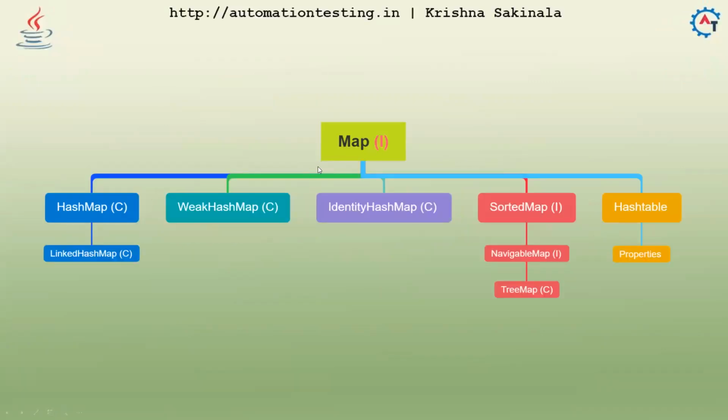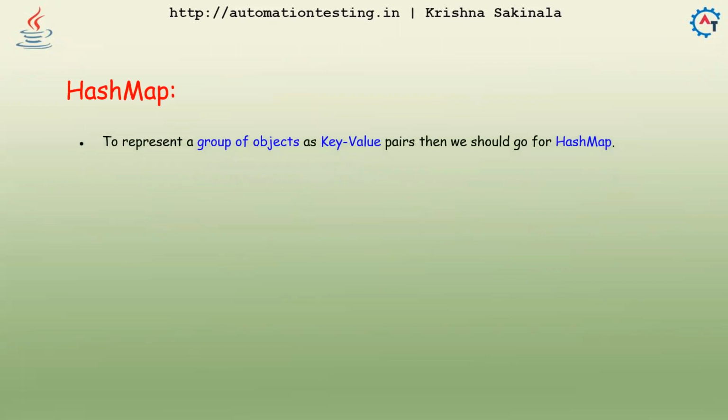So hash map comes under map. This is a class, the map implemented class is called hash map. So what is hash map? To represent a group of objects as key value pairs, then we should go for hash map. The same thing we saw for the map also, since it is implementing the map. So the same information, same definition. Key value pairs, then we'll go for hash map.